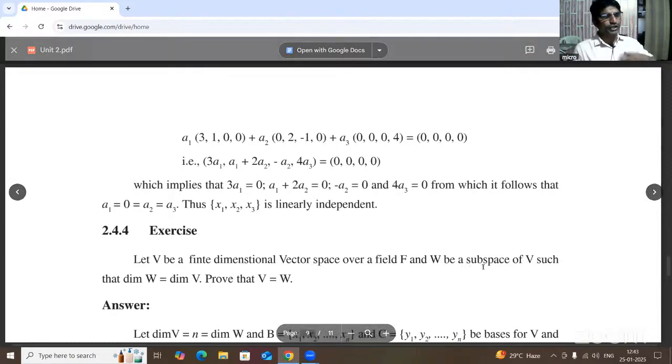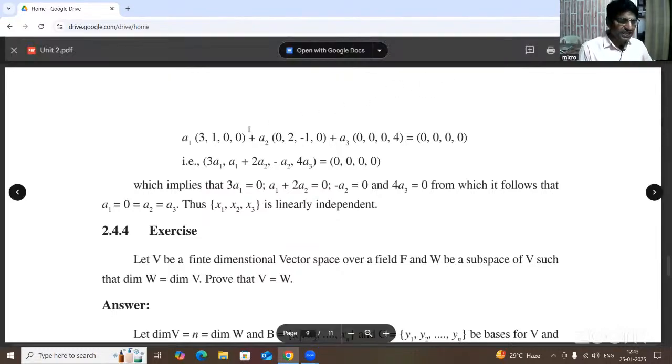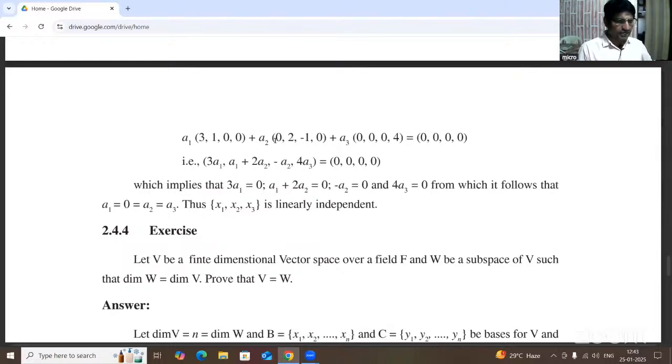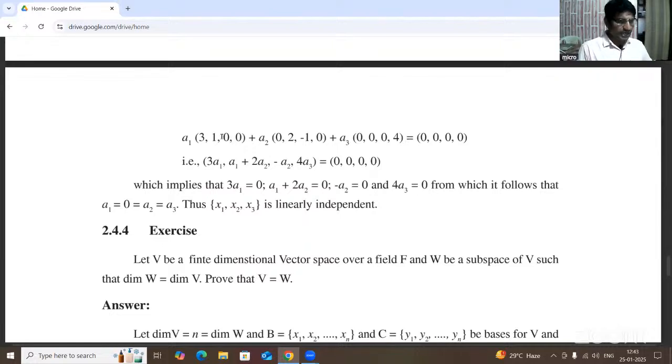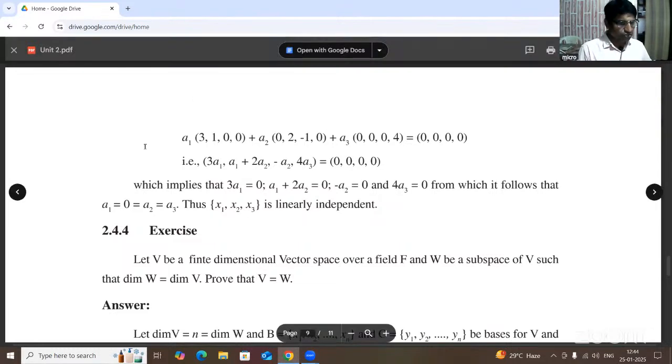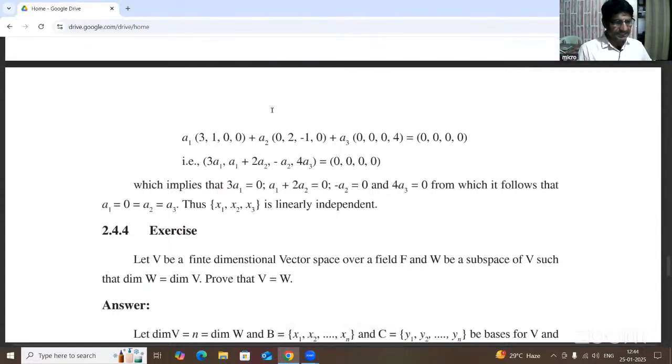A3 of 0, 0, 0, 4 equals the zero vector. Now the first coordinate gives 3A1 equals 0, so A1 equals 0, because the null vector is 0, 0, 0, 0, the four-dimensional null vector. The second coordinate gives A1 plus 2A2 equals 0. Since A1 equals 0, we get A2 equals 0. The third coordinate gives minus A2 equals 0, so A2 equals 0. Finally 4A3 equals 0. Equating coordinates, each and every scalar must be 0. Finally, we get that the given set of vectors is linearly independent.